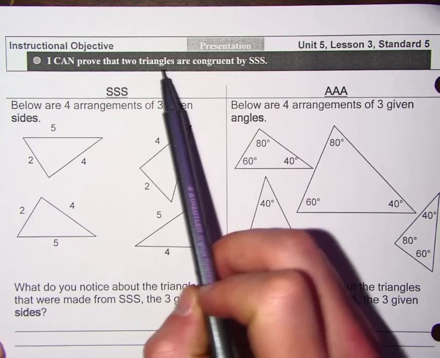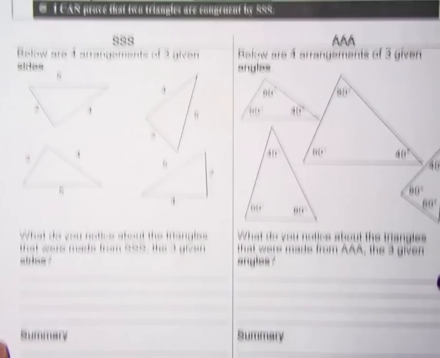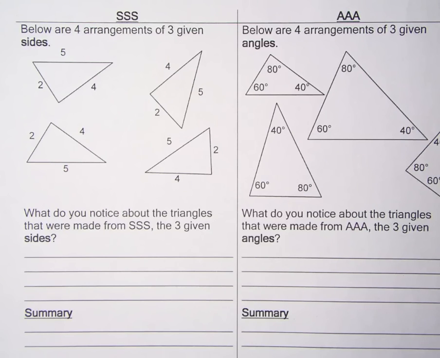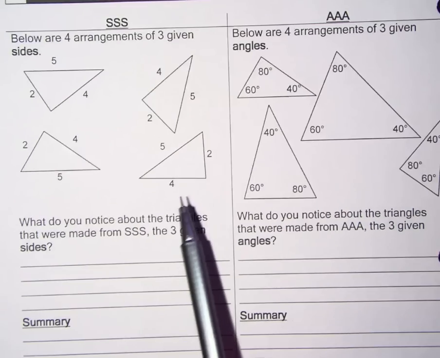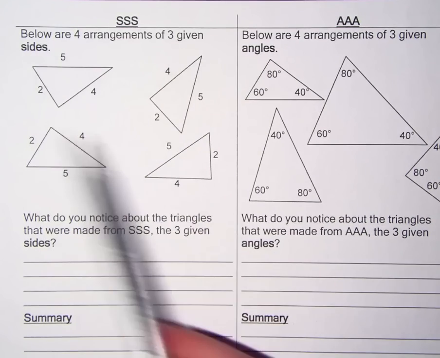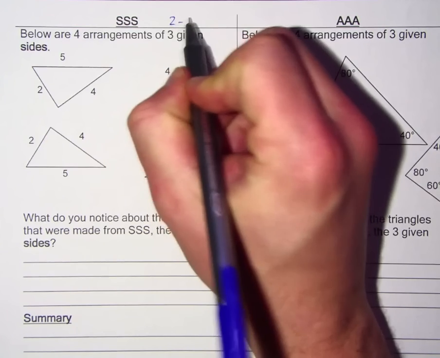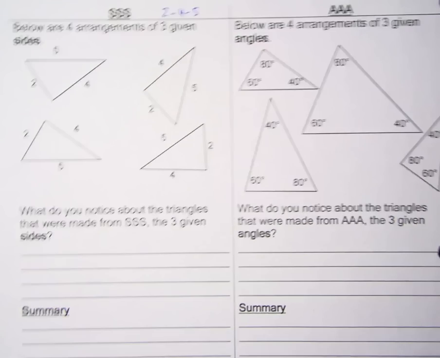I can prove that two triangles are congruent by SSS. Let's take a look here. We talked about minimal conditions in the previous lesson. So in this one, let's use some inductive reasoning and look for a pattern from some examples. If you take a look, I took three given sides, 2, 4, and 5, and what I tried to do is make as many different kinds of triangles as I could. What do you notice about these triangles here?